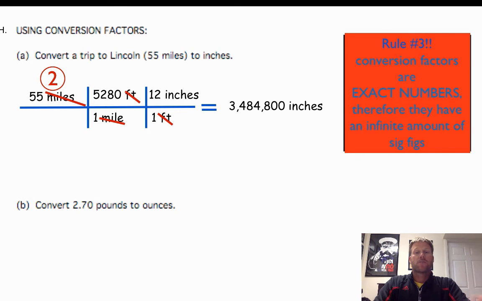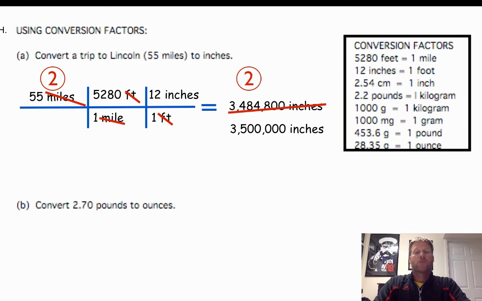The correct answer must be rounded to 2 sig figs. Look at the third digit and follow the sig fig rules. The correct answer is 3,500,000 inches. Just remember, for unit conversion problems, the answer will have the same number of significant figures as the value you are asked to convert.